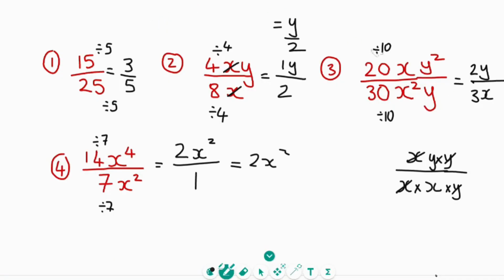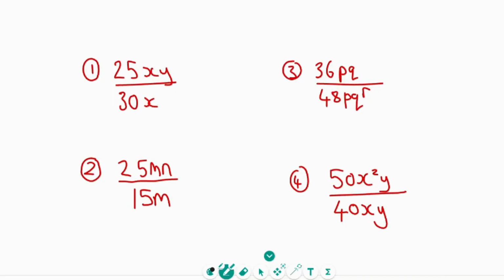I would suggest having a go at these 4 questions yourself. Put me on pause and press play when you're finished to see if they're correct. Question 1, common factor 5. Let's divide them both by 5. X's cancel out, and you're left with a y at the top.